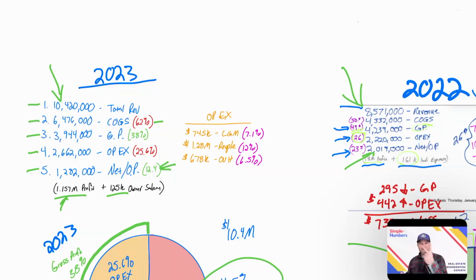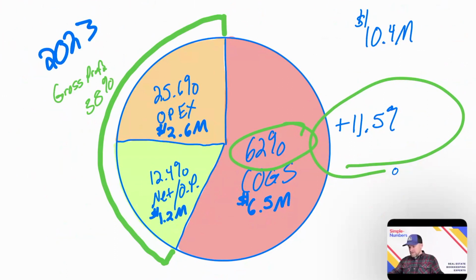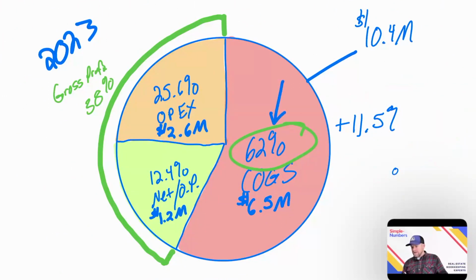And what's cool about it, there's only two places you can get this wrong. So let's look at it. If we look at the business visually, here's their business in the form of a pie, right? The total pie was 10.4 million. They paid out 62% in cost of goods sold. Then the orange section, they spent on operating expenses, 25.6%, and they were left with 12.4% or 1.2 million in net profit and owner pay combined.